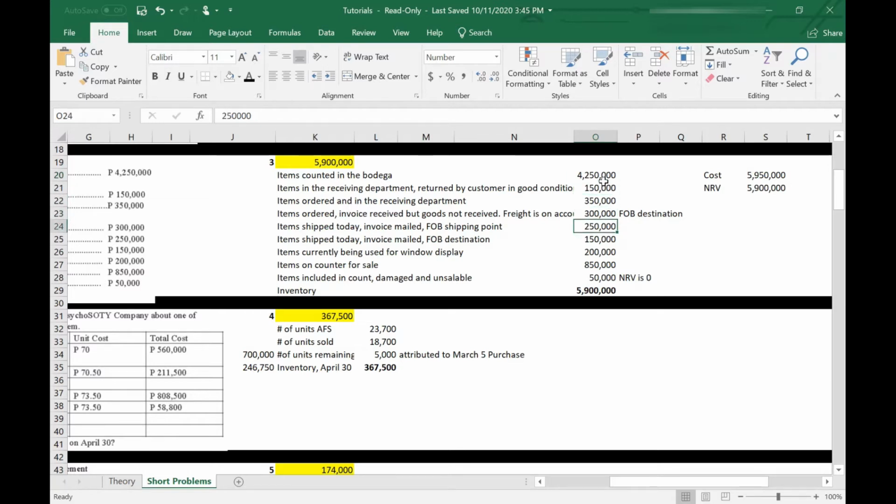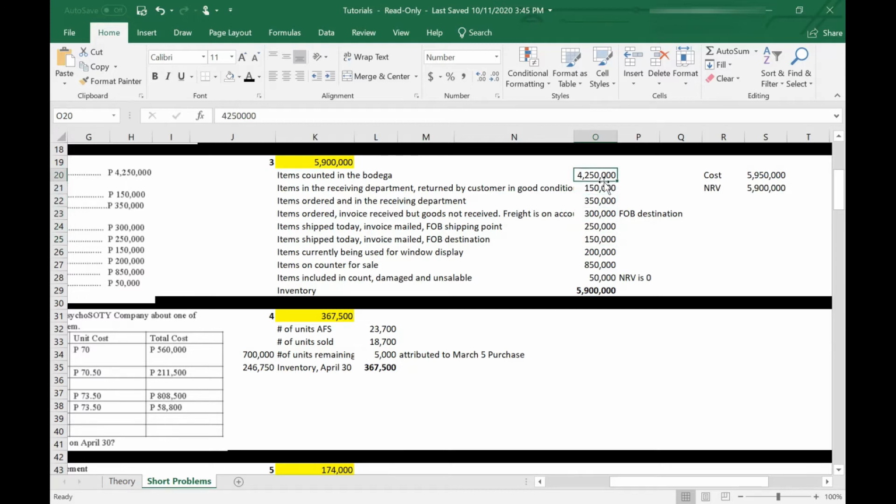How about item shipped today, invoice mailed, FOB shipping point? Is it still yours? No, not anymore. So it is no longer your inventory. How about item shipped today, invoice mailed, FOB destination? Is it still yours? Yes, it's still yours. So if it's still yours, it should still be inventory. Question, did you include this 150,000 pesos in the 4,250,000 pesos?